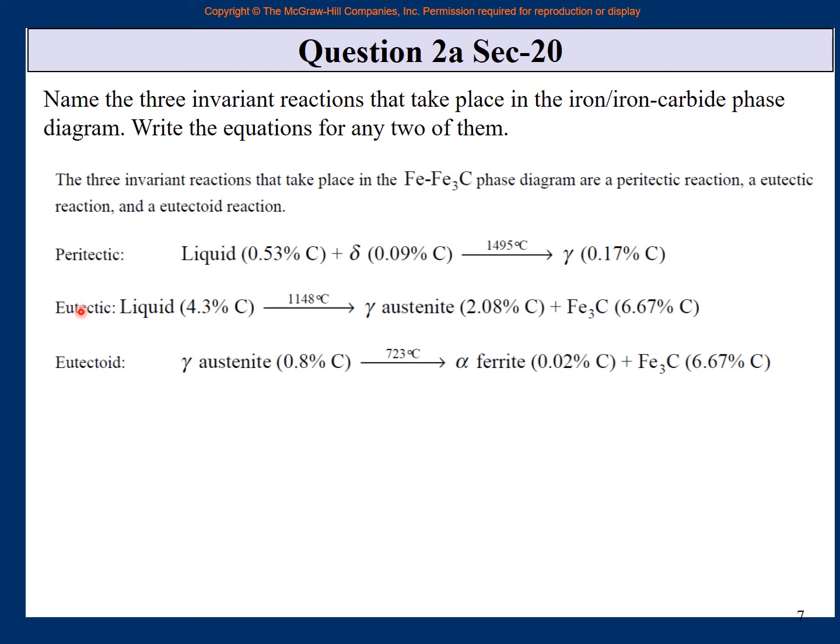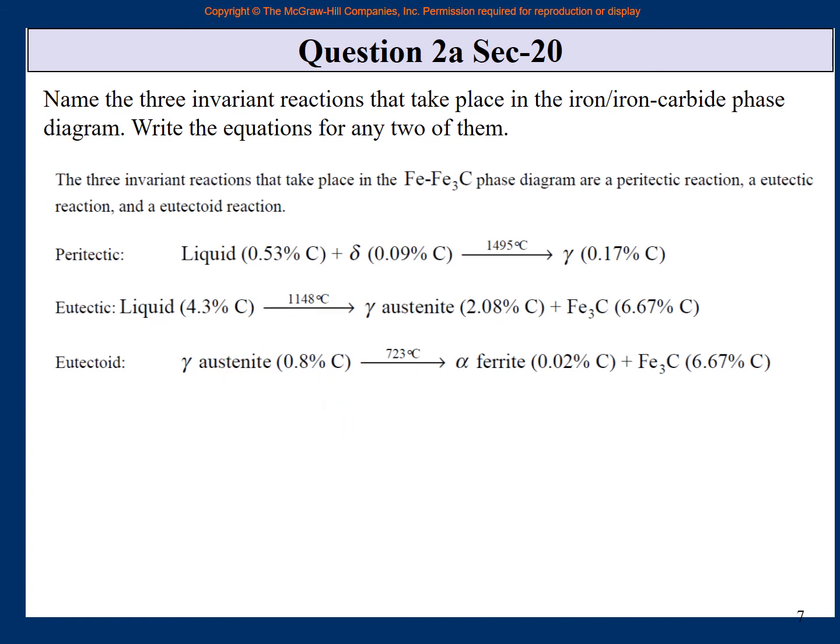Similarly, eutectic, you know eutectic is that liquid changes into 2 solids, right? So the liquid at 1148 changes into 1 solid, gamma austenite, and the other solid, iron carbide or cementite, whatever you call it; percentages are there. The third one is eutectoid. You know, 1 solid changes into 2 solids. So the solid gamma, which is austenite, changes into alpha or ferrite, and cementite or iron carbide, whatever you call it. And you were required to write any 2 of them correctly, not all the 3 of them.